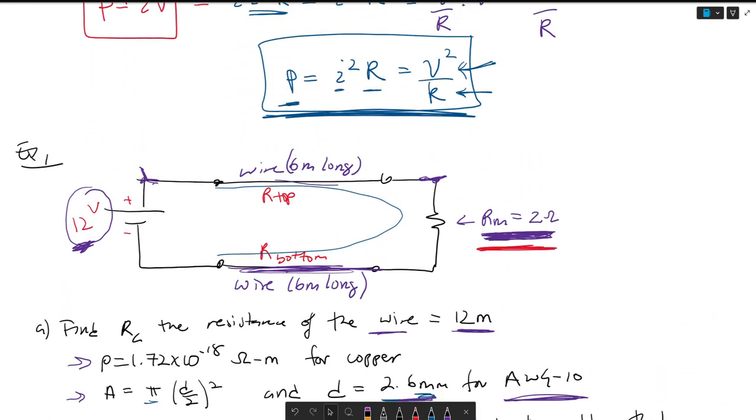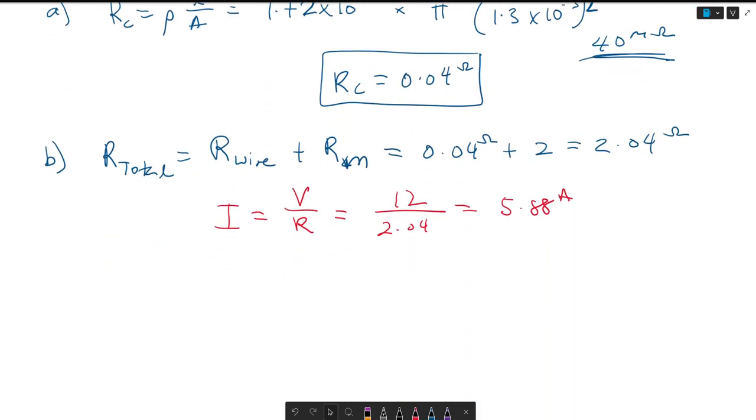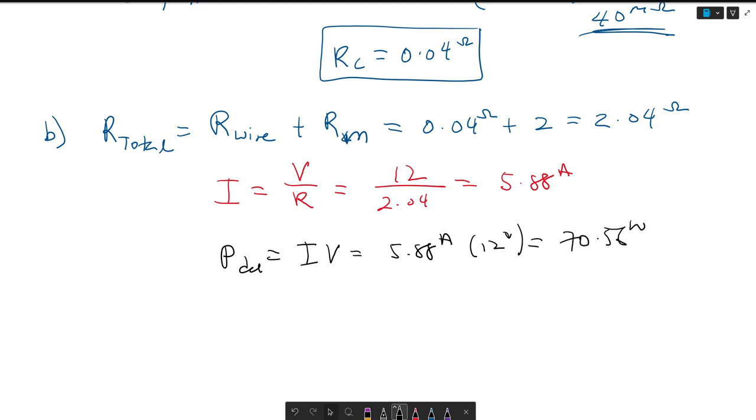And we know that this is equal to that because, based on the conservation of charge, the current through a loop is the same. So the current through the wire and the current through the resistor is equated to I. Now we can find the power delivered using what we've learned in the past, I times V, which is equal to 5.88 amps times 12 volts, which is equal to 70.56 watts.